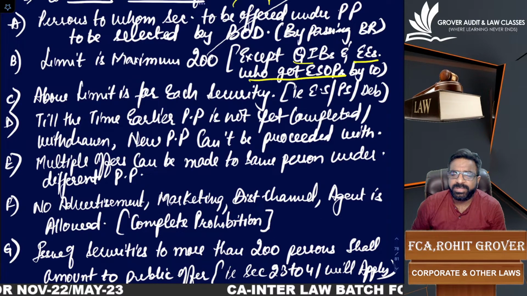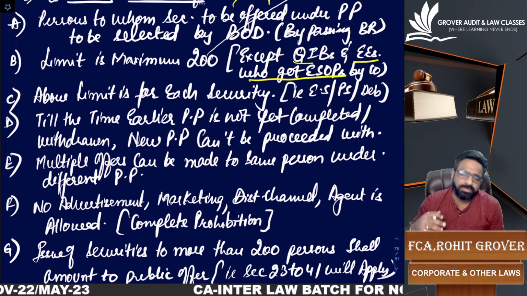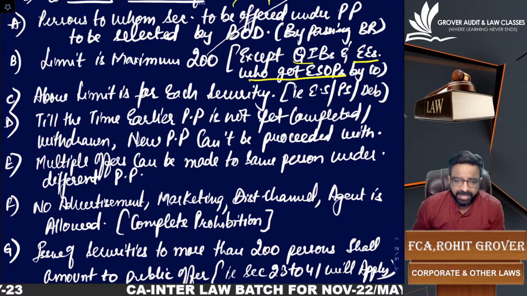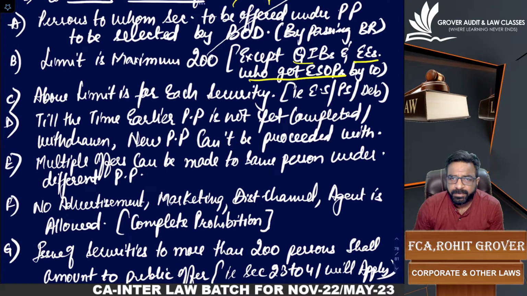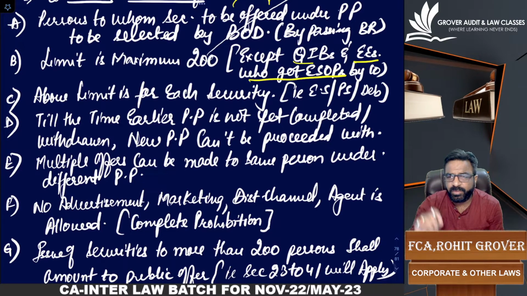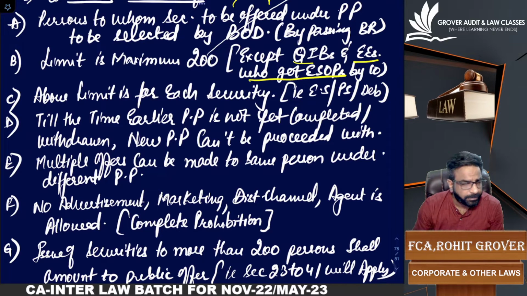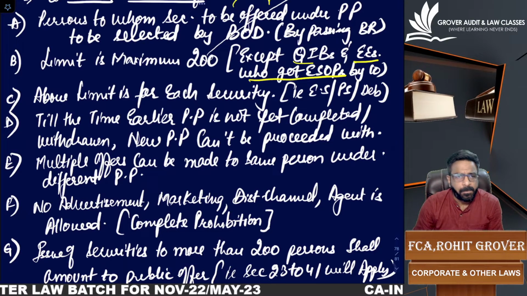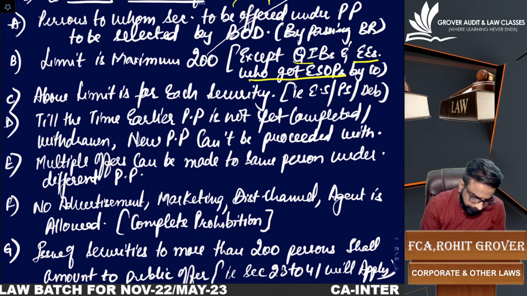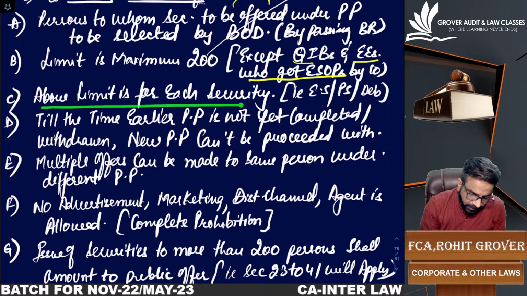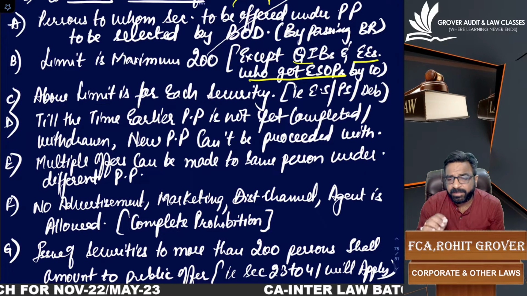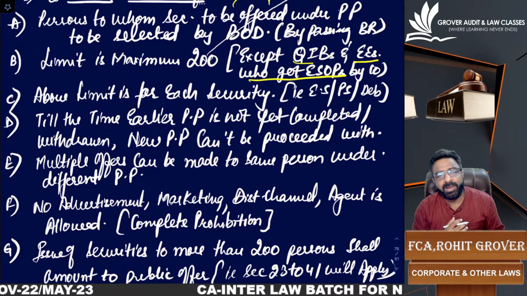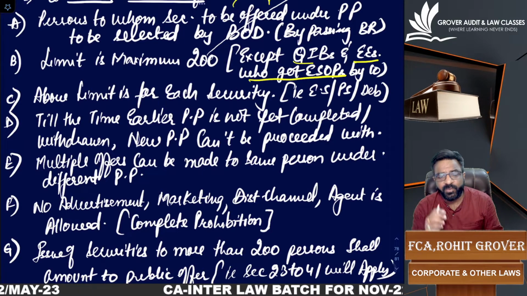Yes or no? So tell me, can there be 300 QIBs? Yes, sir. Can there be 1000 employees? Yes, sir. Does that affect our limit of 200 or not? Doesn't affect, right? Next point. Continue the C point. Above limit is for each security, that is equity shares, preference shares, and debentures. Remember, everyone, in the private placement, a minimum of 5 to 6 marks' portion is going to come. So the above limit is for each security.